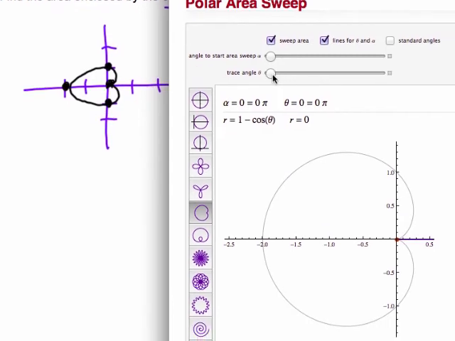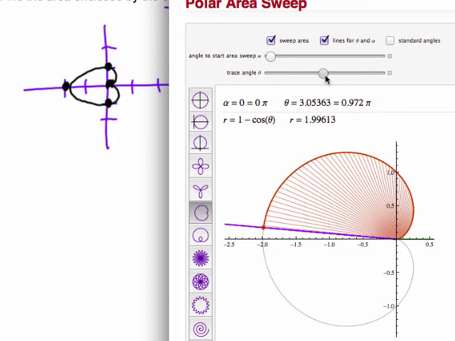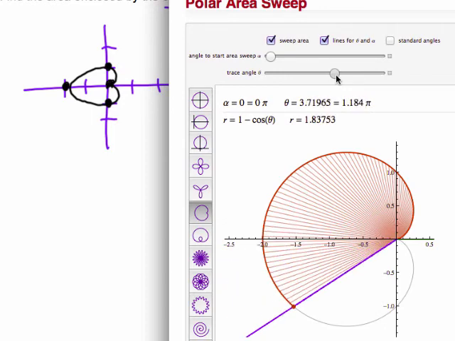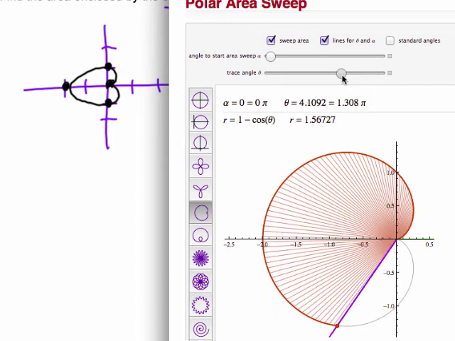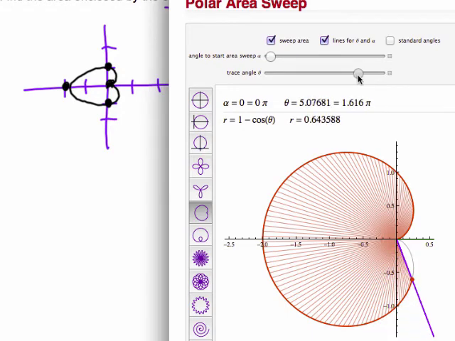So if I start at an angle of 0 and I start swooping out, I can see my sectors being created, n sectors going all the way around. What I'm trying to do to begin with is figure out my starting angle and my ending angle that will encompass the entire area that I'm asked to find. So indeed, in this case, if I go from 0 radians to 2 pi radians, I will have swooped out the entire area with n sectors.